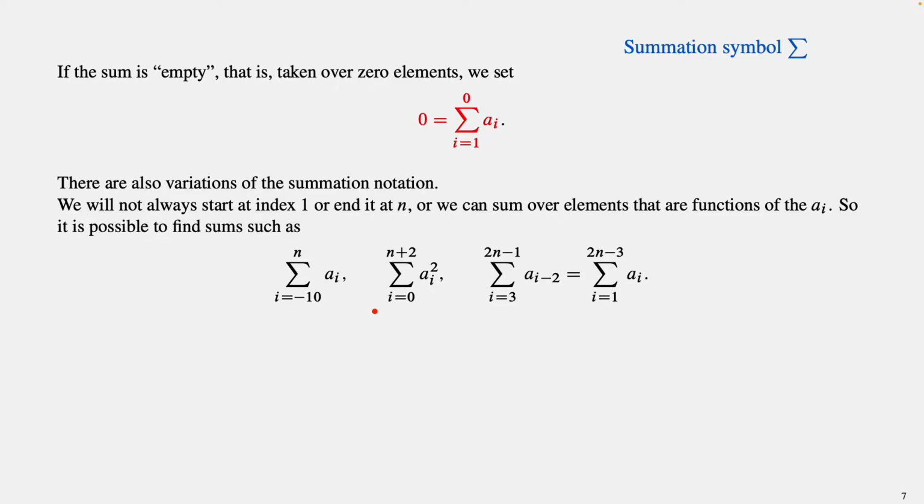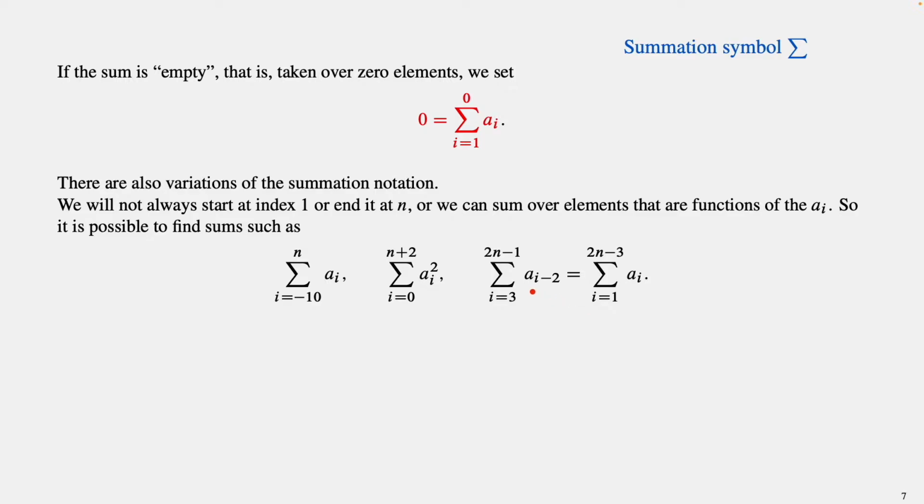so it is possible to find expressions such as these. So here we start at a different index than 1. Here the end index is not n, but some expression depending on n, and we don't sum precisely over ai, but over the squared ai, so a function of the ai. Again, here we have some terminal index depending on n, but not being exactly n. And here we shifted the indices in the sum, actually.